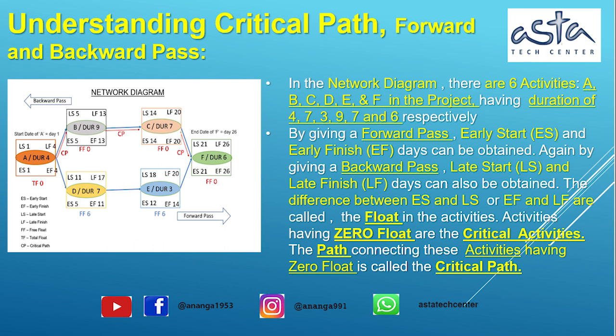Understanding critical path, forward and backward pass. In the network diagram, there are 6 activities, A, B, C, D, E, and F, in a project, having durations of 4, 7, 3, 9, 7 and 6 respectively. By giving a forward pass, early start, ES, and early finish, EF, days can be obtained. Again, by giving a backward pass, late start, LS, and late finish, LF, days can also be obtained. The difference between ES and LS or EF and LF is called the float in the activities. Activities having zero float are the critical activities. The path connecting the activities having zero float is called the critical path.